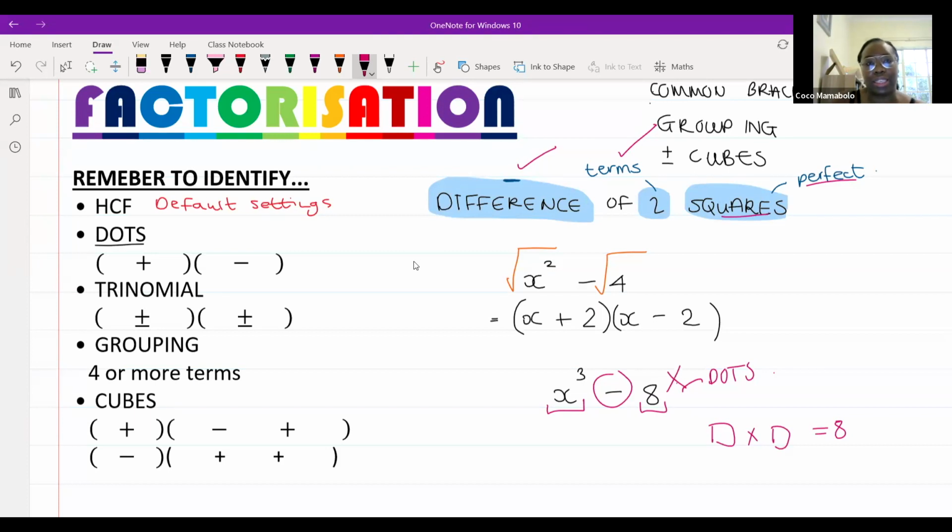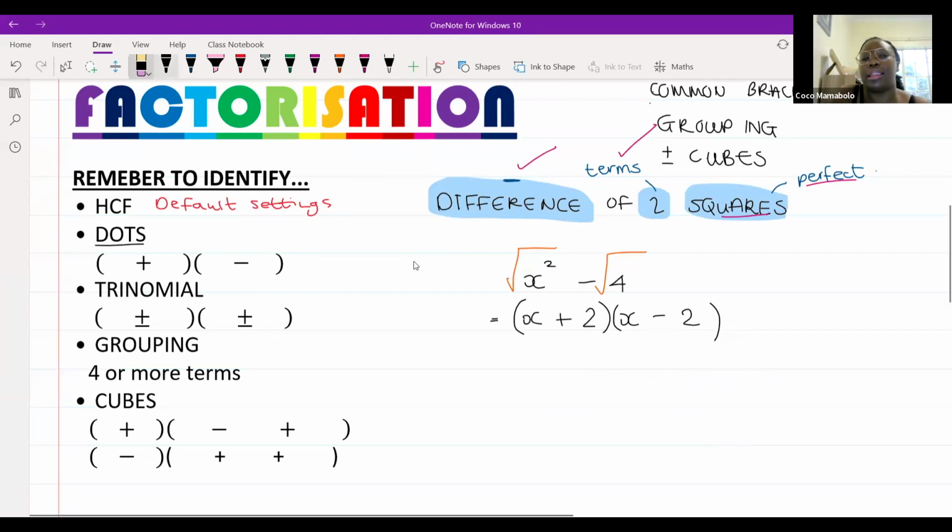So we need to make sure that every time we're factorizing using DOTS, we've got exactly the right conditions. We cannot do it without the right conditions. We must have 100% the right conditions. What if I said to you guys, I've got 9x squared minus 25. Can I factorize 9x squared minus 25 using DOTS? Yes or no?